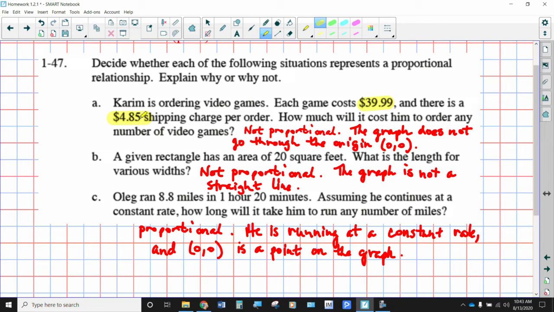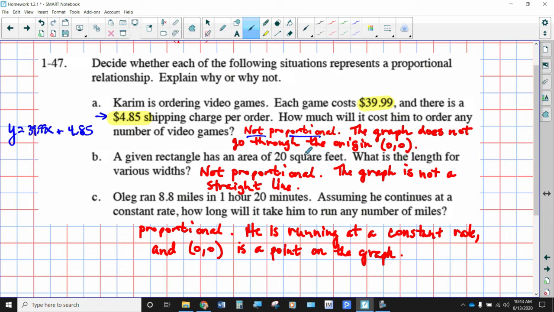So essentially, the y-intercept becomes $4.85. And that gets added to however many games you plan on buying times $39.99. So if x is equal to 0, yeah, I guess I kind of see your point, but you are committing to buying it, so the 0 really doesn't apply in this situation. You'd either buy 1 or 2 or 3 or 4 or whatever. So it is definitely not a proportional situation because of that shipping fee.